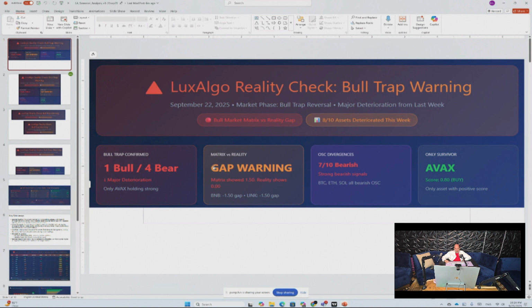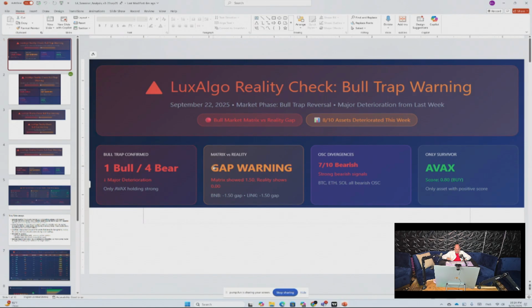My goal today is to prepare you to read them on your own when you receive them, one way or another. And again, the only survivor is AVAX. So let's go to the next slide.